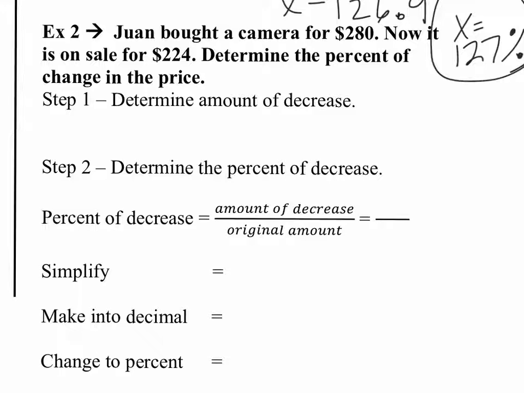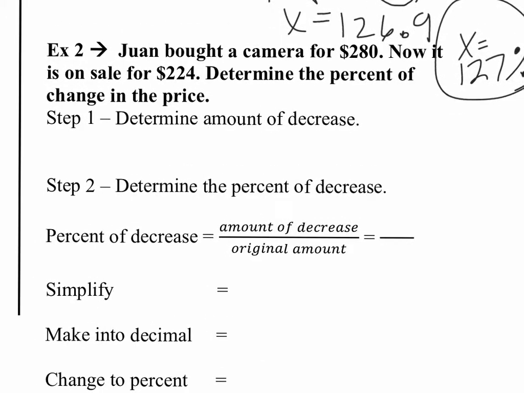Let's try another example. Example 2. Juan bought a camera for $280. Now it is on sale for $224. Determine the percent of change in the price. First, you need to determine what is the amount of decrease, the change, the difference between the two amounts. You take your 280, and subtract the 224.